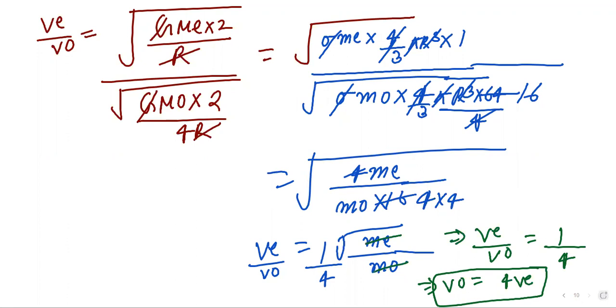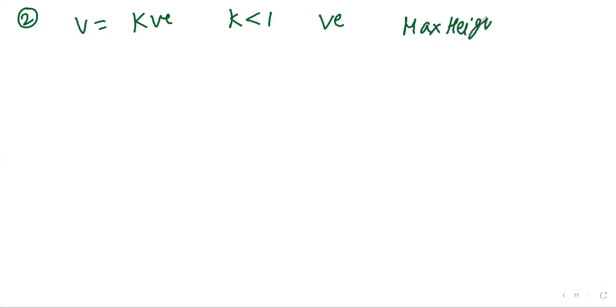Now see the second question. A particle of mass m is projected with velocity v, where v is given as k times the escape velocity VE, k value less than 1, from the surface of Earth. We have to find the maximum height reached by the particle, h max. This was asked in NEET 2021. So let's see the second one.